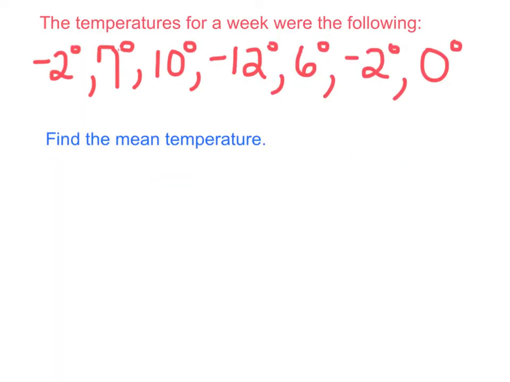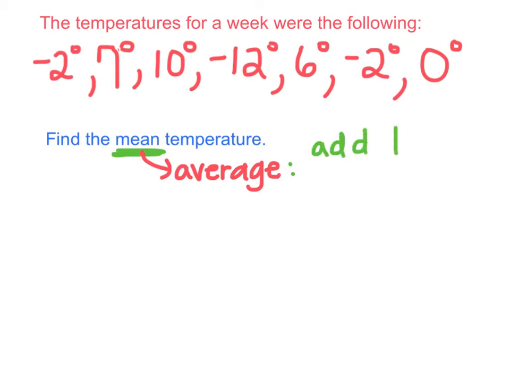All right, here we have a type of problem that you're going to see quite a bit. It's working with integers. It says the temperatures for a whole week were the following. And I list some temperatures: negative 2 degrees, 7 degrees, 10, 12, 6, negative 2, and 0. Okay, the directions say find the mean temperature. All right, first thing you have to know is what does mean in math? Mean is another word for average. If you need to add that to your notes, please do so. So to find average, what you do is you add up all the numbers, and then you divide by how many there are.